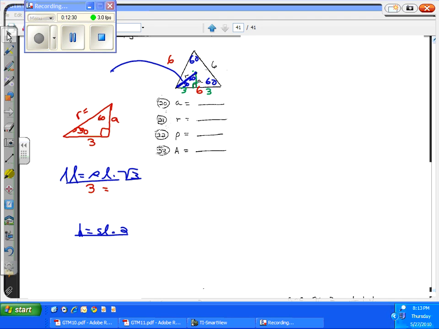But anyway, so the long leg 3 is equal to the short leg, which is the apothem, times the square root of 3. So we're going to solve for A, the apothem. So we're going to undo multiplication by division.